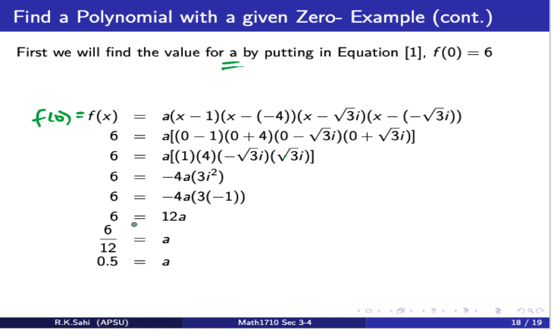So 6 equals 12a. Now we know what value of a, when I multiply it by 12, will give me 6: it is 0.5. Or we can divide this whole equation by 12. I get 0.5 equals a. So we actually have found our a. Now, we're going to use this to write down the polynomial.